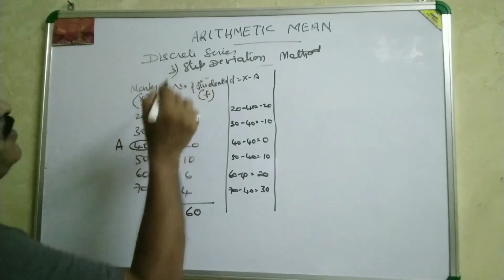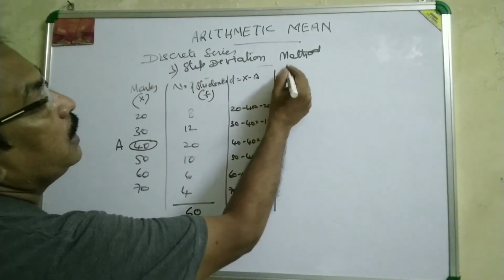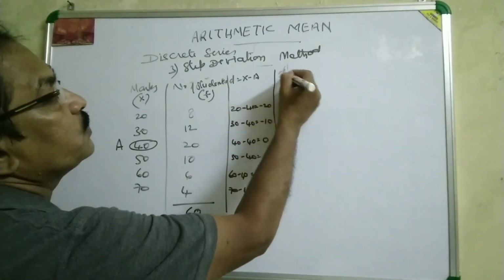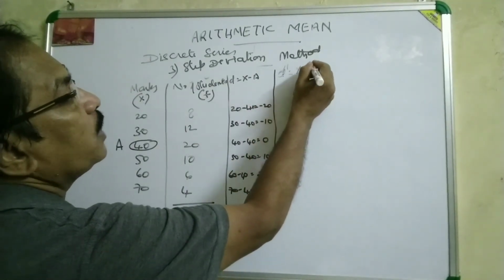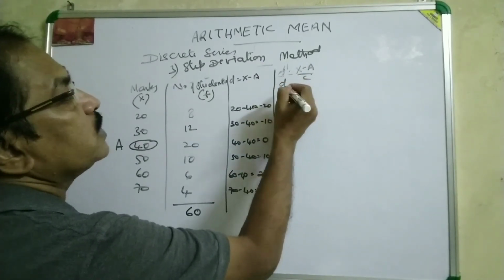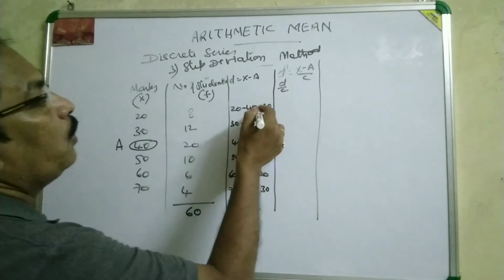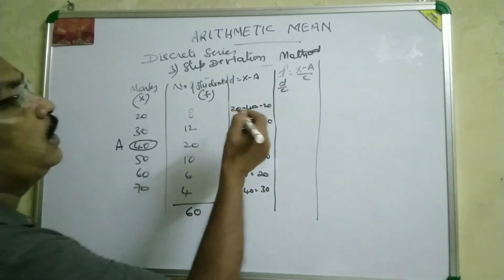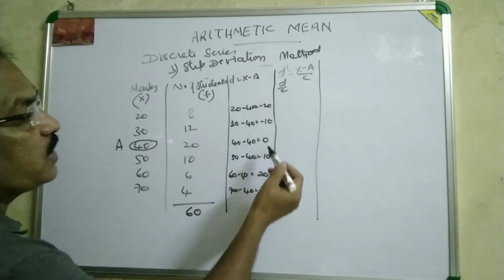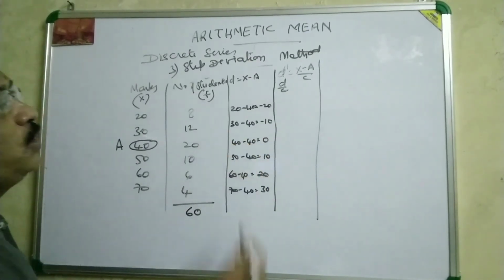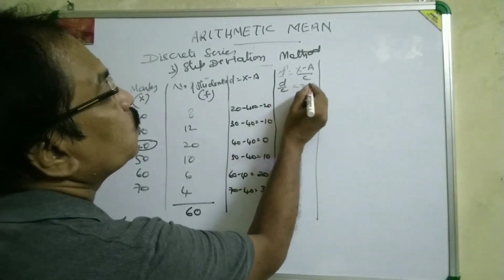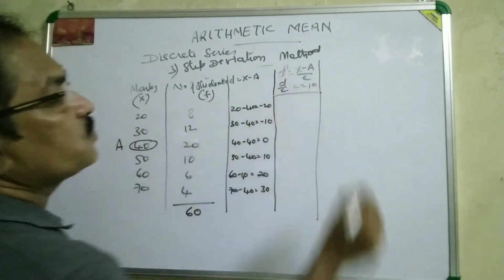When we talk about step deviation method, we need to calculate d dash. D dash is equal to, as I told you in the integer series, x minus a upon c, or we can say d upon c. So we have already calculated d. I will do d upon c. Now you see here d, that is minus 20, minus 10, 10, 20, 30. So here the common factor we can easily understand is 10. So c is equal to 10. I am taking c as 10.